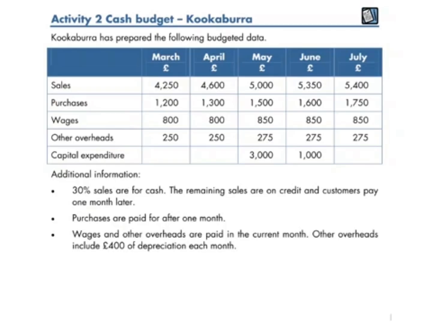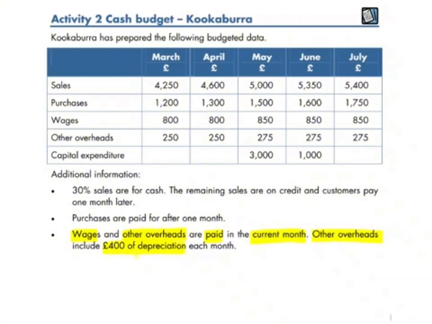In this activity, the easiest item to deal with first is going to be the wages and other overheads. We're told that they are paid in the current month, meaning that they're going to be paid in the month in which we incur the expense. There is an added complication in wages and other overheads though, because within other overheads, we've got depreciation of £400 each month.